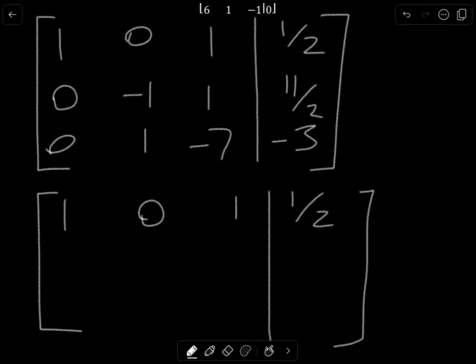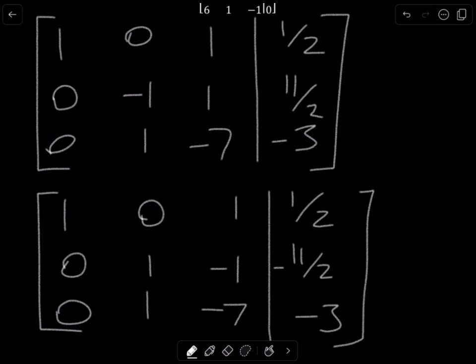Okay, I'm going to multiply row 2 by negative 1, so it'll be 0, 1, minus 1, and 11 over 2. Sorry, negative 11 over 2. There we go. And then what we need to do is we can leave the last row as is for now, doing it step by step. Okay, so there's my leading 1.